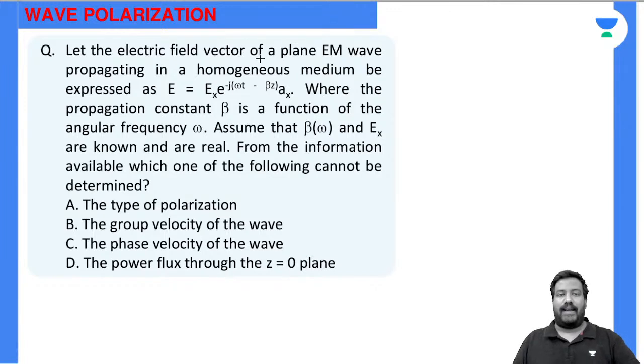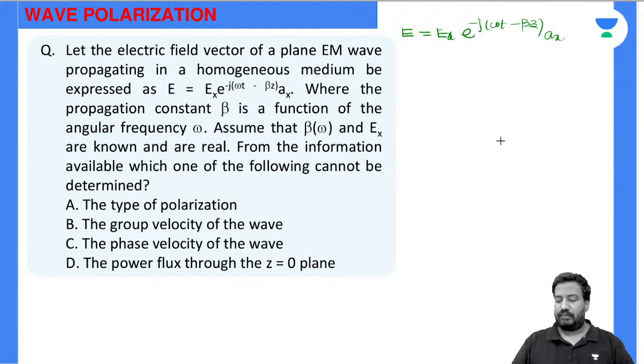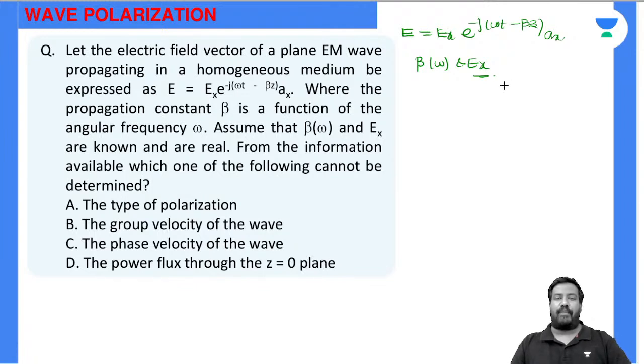Next, let the electric field vector of a plane EM wave in a homogeneous medium be given by E is equal to Ex times e power minus j of omega t minus beta z, along Ax. The propagation constant beta is a function of omega, and assume that beta of omega and Ex are known to us and they are all real. From the information available, one of the following cannot be determined. Please tell me, very simple question. You know electric field. Can you determine polarization? Everyone, try to answer.